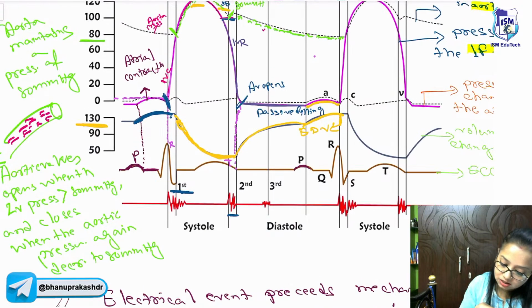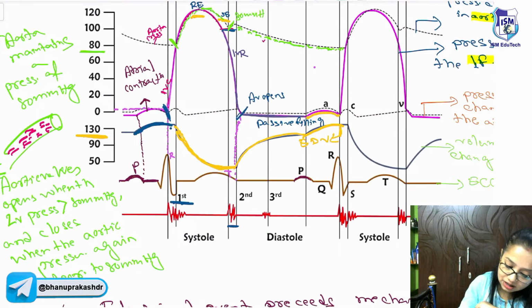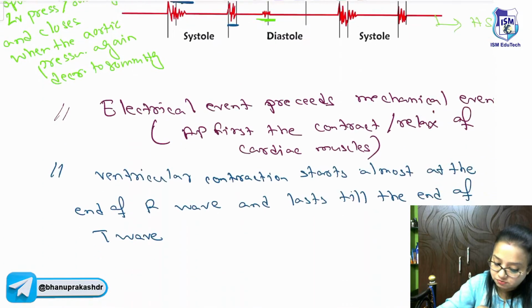Now coming to the heart sounds, the first heart sound is due to the closure of the AV valve. Second is due to the closure of the semilunar valve, and those are audible in a normal healthy person. Now what about the third heart sound? So here you see the third heart sound. What is the cause of it? The third heart sound is due to the filling phase, due to the passive filling.